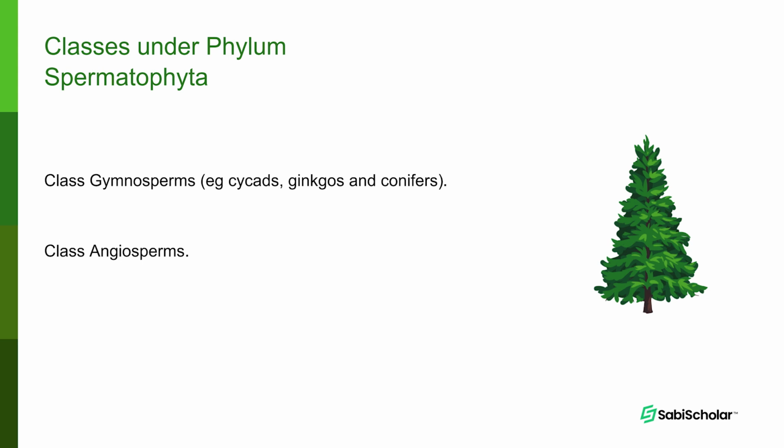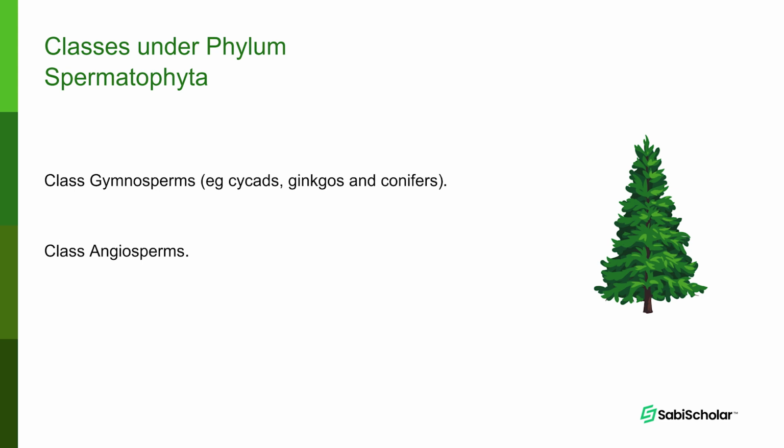Their seeds are usually born in special structures called cones. In contrast, the class angiosperms are the plants that produce flowers, and they form the largest group in the plant kingdom. These angiosperms are more evolved than the gymnosperms because they have an abundance of water conducting vessels and they bear seeds which are protected within their fruits.